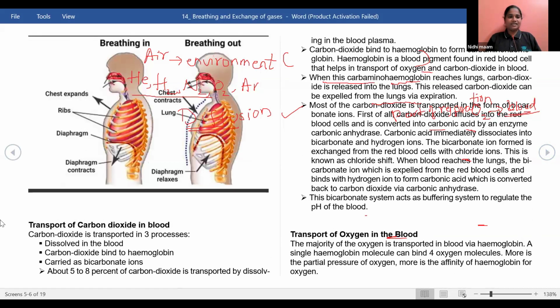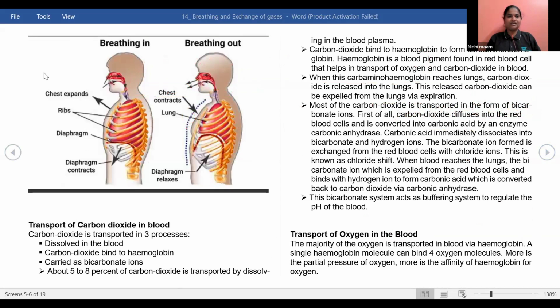So here you can see in the diagram. During inhalation, what happens here? Just see this one. Here the ribs are there. The diaphragm contracts here. You can see the diaphragm contract.